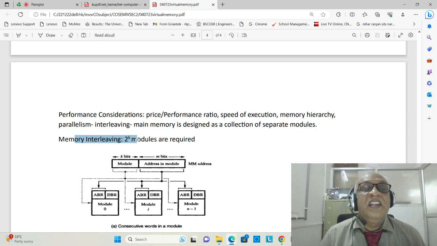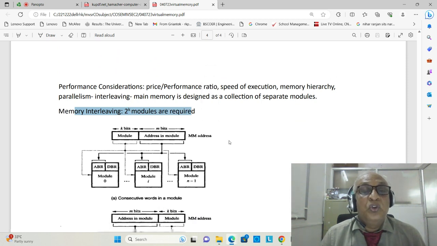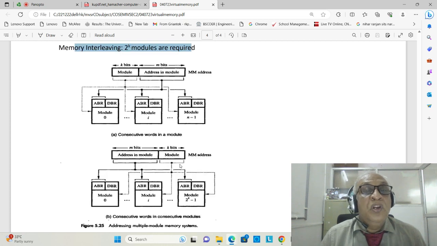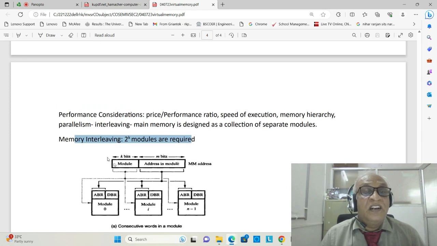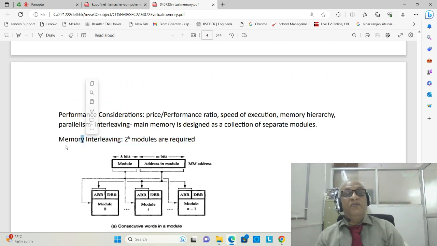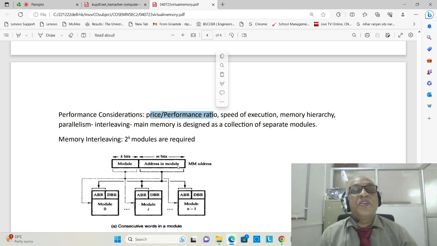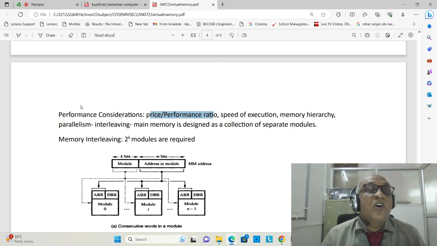This memory interleaving requires 2 to the power k modules, and here we know what k is: k determines the module number. Let us say k is 3, so it will be determining 8 modules, 0 to 7. And this entire effort is for what? Understanding the concept of memory interleaving is for what? Memory interleaving is for parallelism. Parallelism is for faster execution, faster data access, and for a better price performance ratio. And a better price performance ratio is considered under the topic performance considerations.